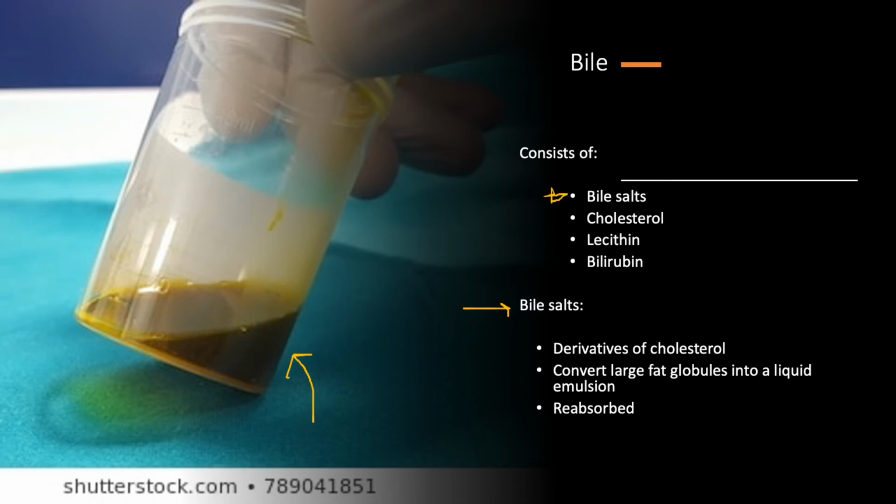Now, they're a derivative of cholesterol, but they're involved in taking large globules of fat and turning them into a liquid emulsion, a process we'll work through shortly. And after participation in fat digestion and absorption, most bile salts are reabsorbed within the blood. And that's part of the reason we said the ileum is so long within the small intestine. That's to allow for proper reabsorption of these bile salts.